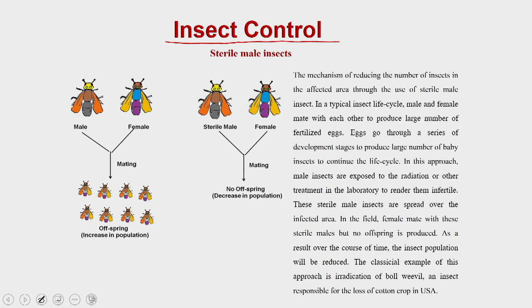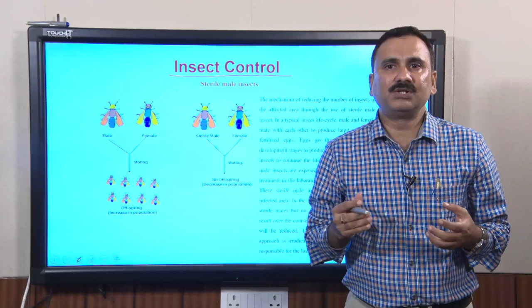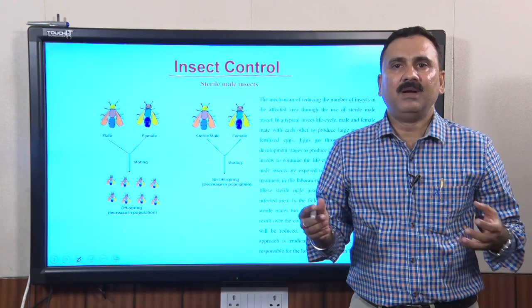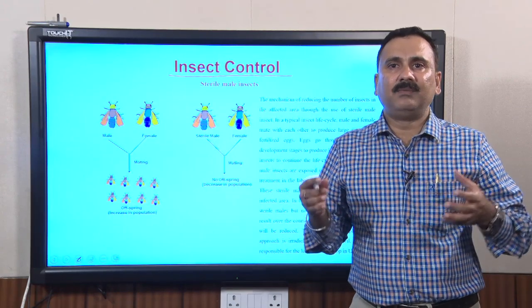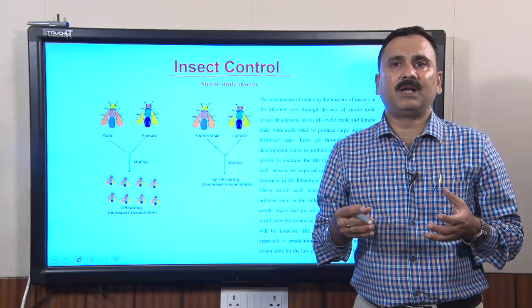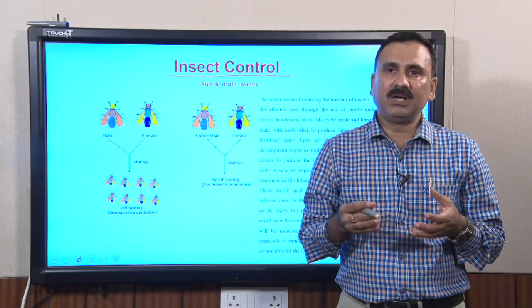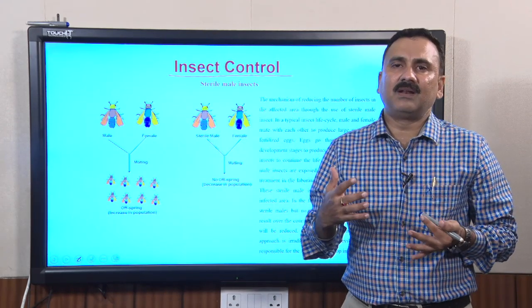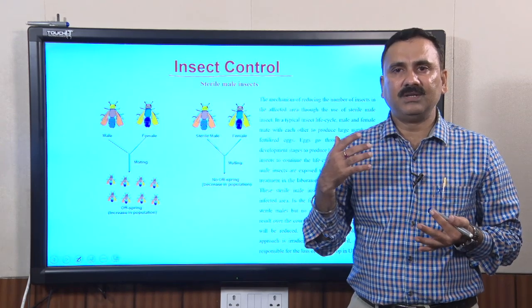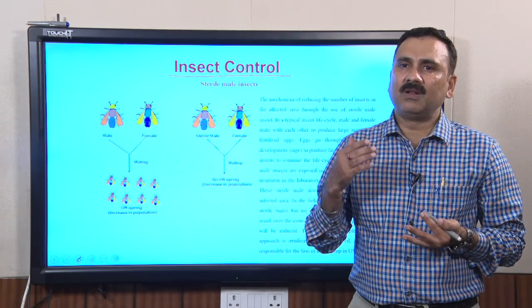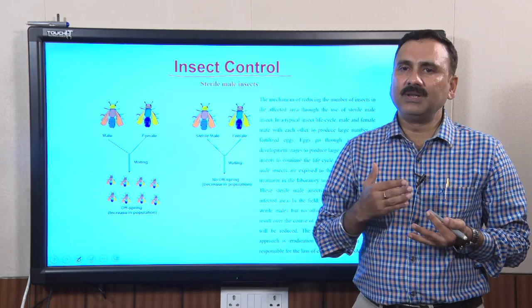So, one of the prime objectives of the generation of transgenic plants, or one of the major reasons why different types of crops are destroyed, is that a lot of insects are available which are feeding on these plants, and one of the prime objectives is to control the insects.